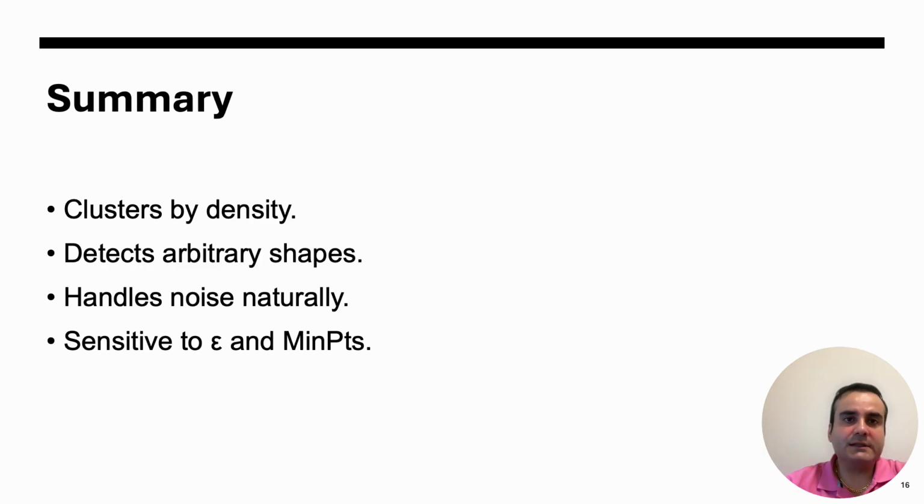To summarize, DBSCAN groups points based on density, not distance to centroids. It can detect clusters of any shape and it automatically identifies noise. You don't need to guess the number of clusters ahead of time, which makes it extremely flexible. However, careful tuning of epsilon and min points is important for best results.